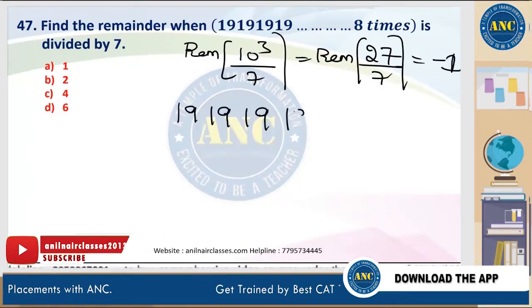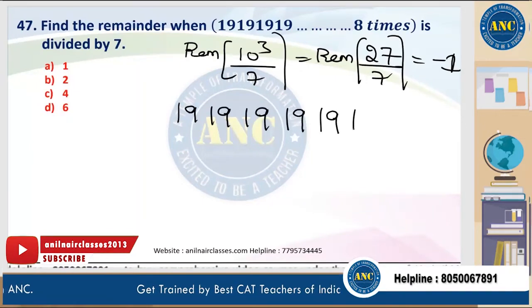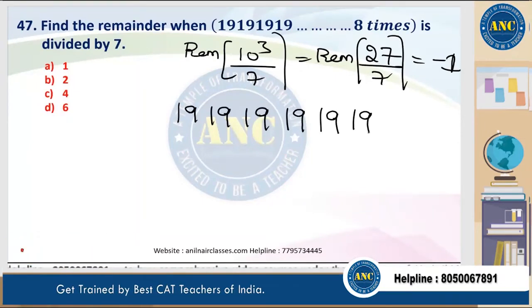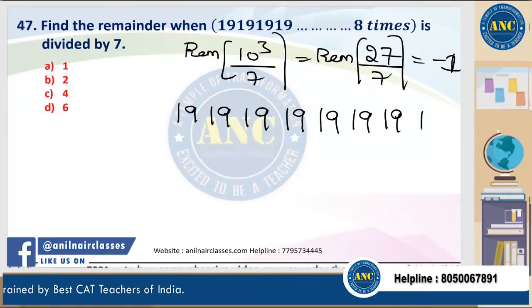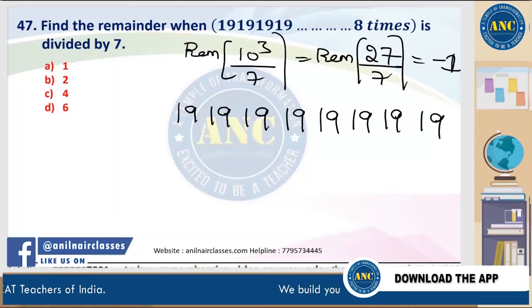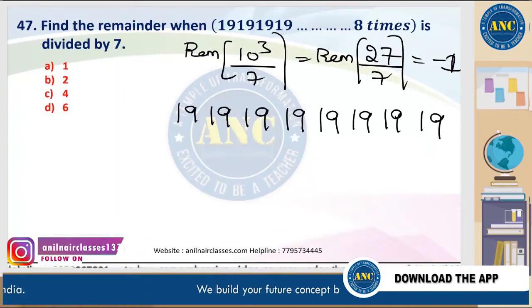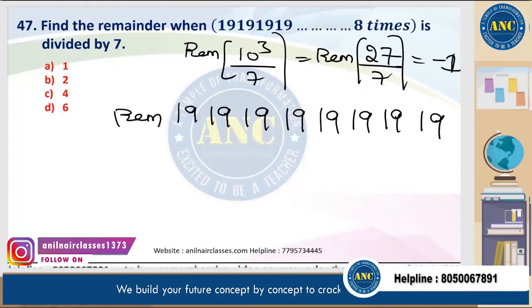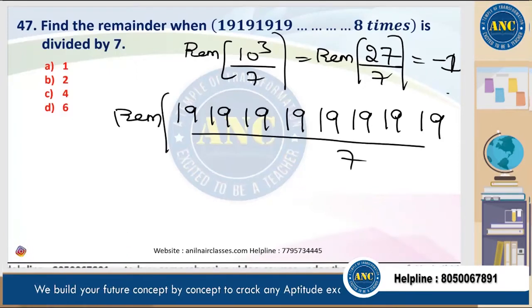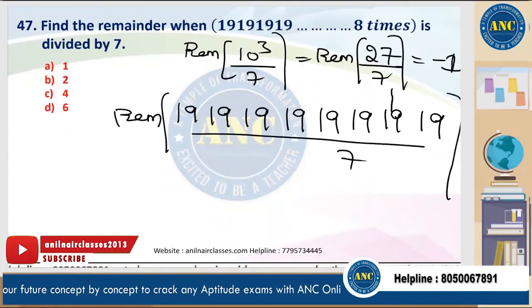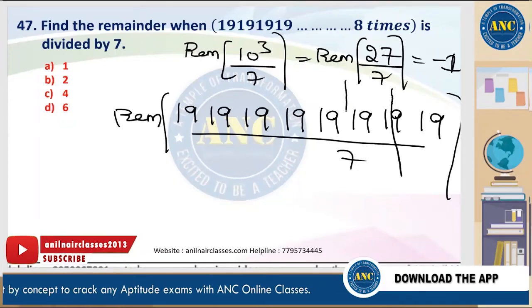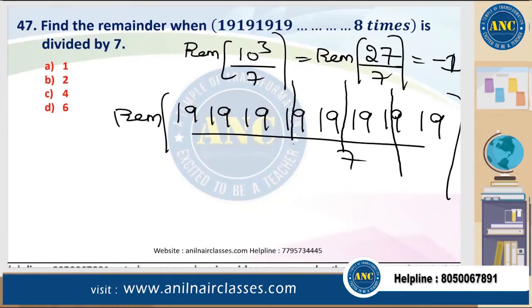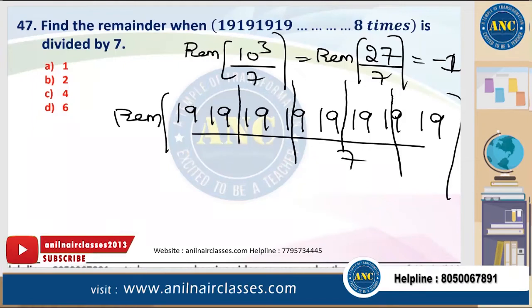191919, total how many times? 8 times. 1 2 3 4 5 6 7 8 9. So this entire number when divided by 7, what is the remainder? Take a group of 3 digits.